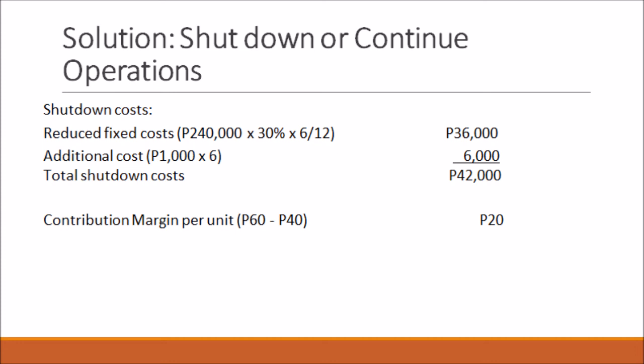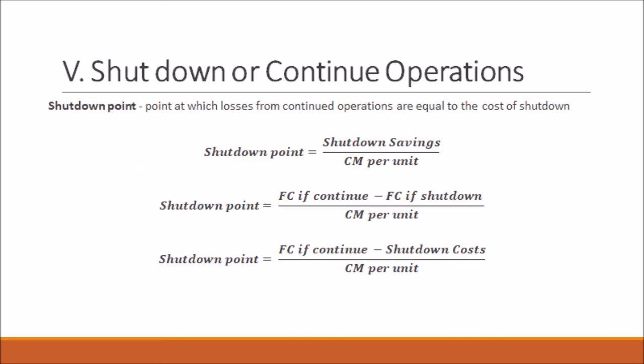Now the contribution margin per unit: 60 pesos selling price less the 40 pesos variable cost, and we'll get a contribution margin per unit of 20 pesos. Now recall that the formula for the shutdown point is here. Shutdown point is equal to shutdown savings divided by CM per unit. And so this is the breakdown of the formula. We can already compute the shutdown point. We'll just consider the fixed cost if continue less the fixed cost if shutdown, all divided by the contribution margin per unit.